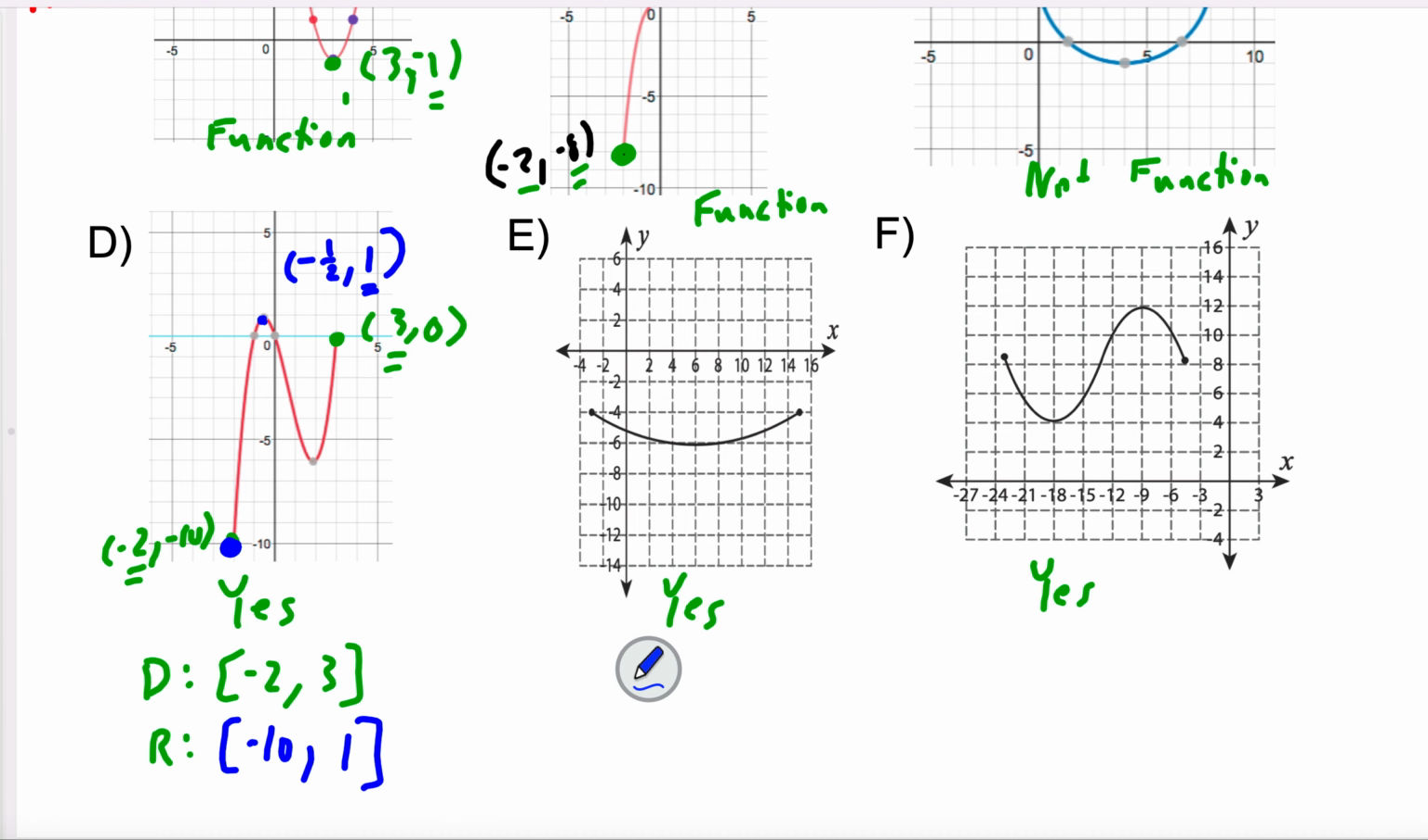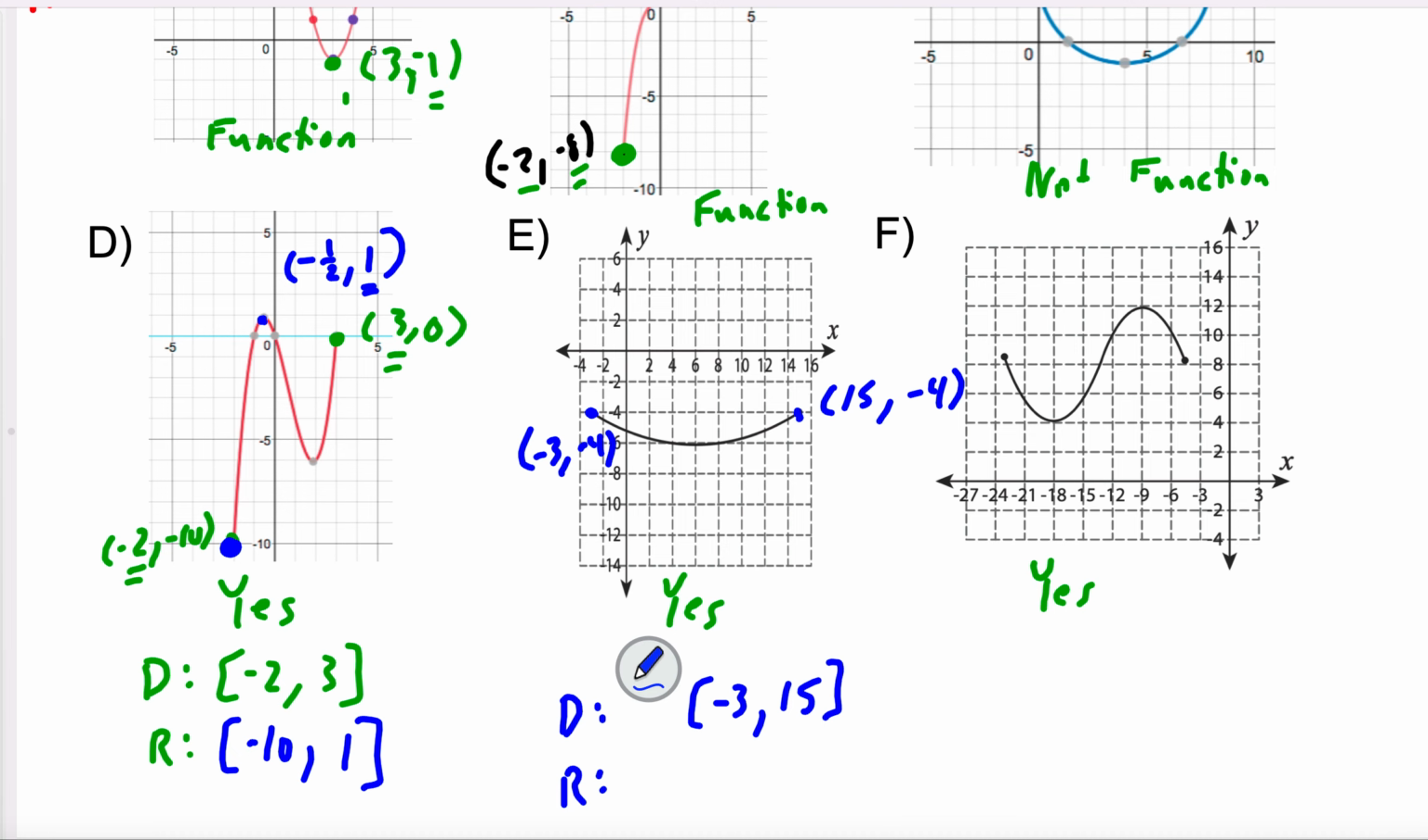Letter E here. Again, domain and range. So what's my leftmost x value? Sitting over here, that is at -3, and it looks like -4. What about this one over here? That looks like it's 15 and then -4. So for this one, the leftmost x value is -3. What's my rightmost x value here? That would be 15.